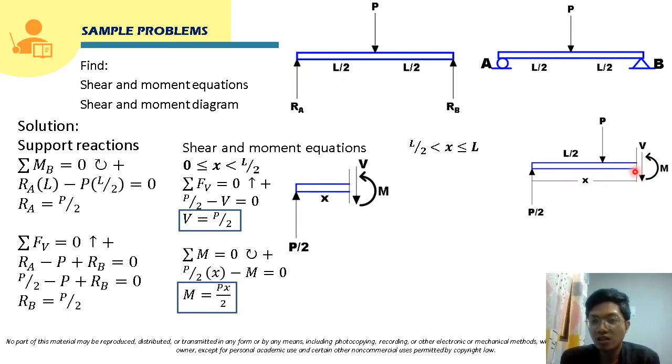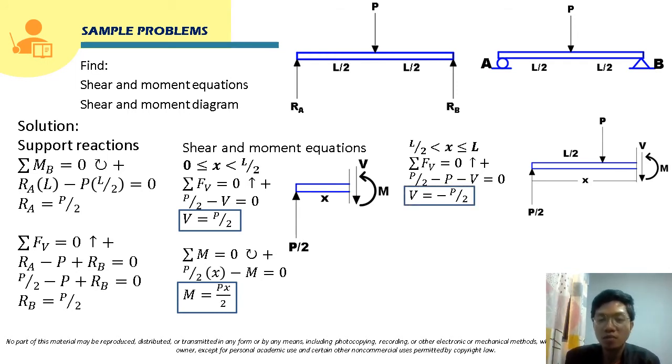At the section, class, there will be an internal shear force V and an internal moment M. From here, we are going to solve the shear and moment equations. For the shear equation, we use the summation of vertical forces equal to 0, positive for upward forces. So P over 2 minus P, negative since this is downward, minus V is equal to 0. Solving for V, this will just be negative P over 2.